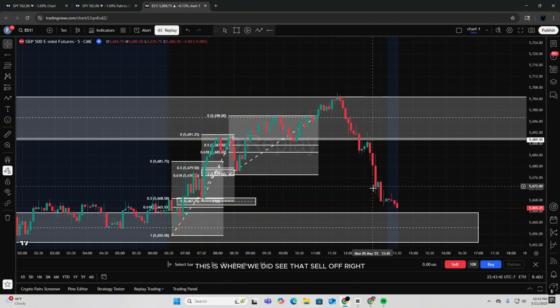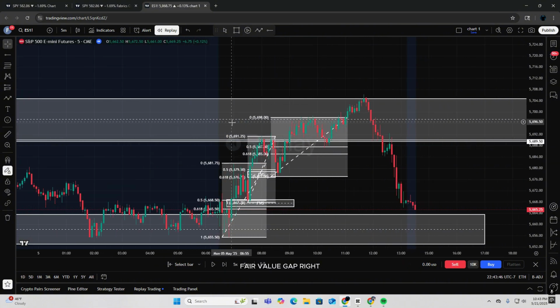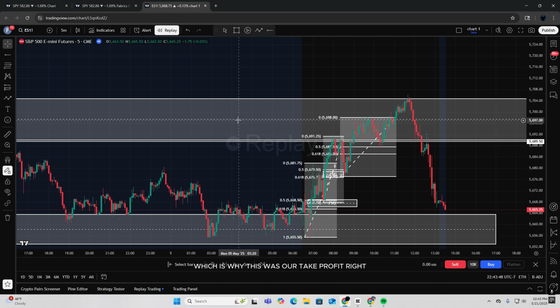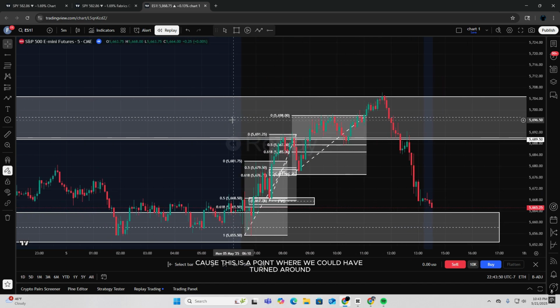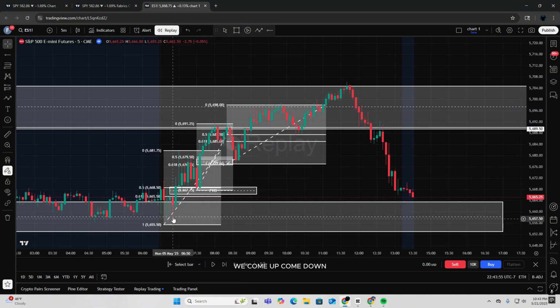At the end of the day, this is where we did see that sell-off, right? And I'm pretty sure it was because of that hourly fair value gap, which is why this was our take profit, right? Because this is a point where we could have turned around. But see how this golden zone works, right? We come up, come down, touch our golden zone, run up, come down, touch our golden zone, run up, then come down, touch our golden zone. However, there was no support here, so this was no trade, and then we come up.